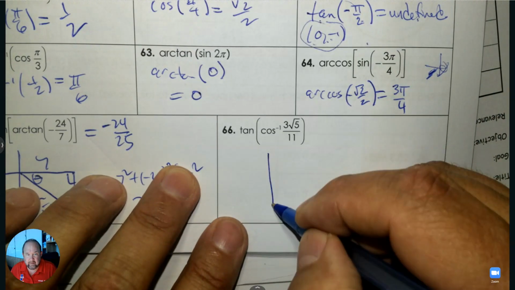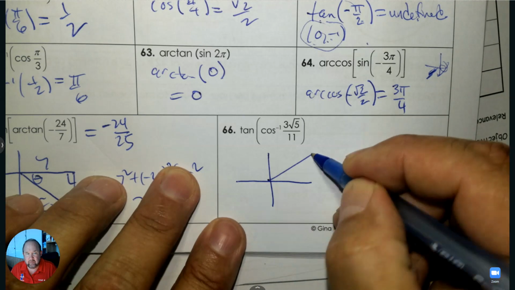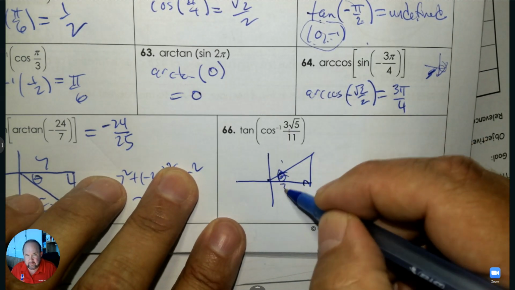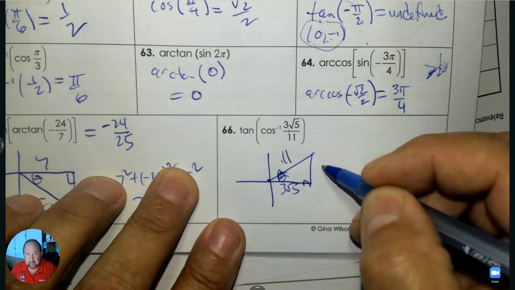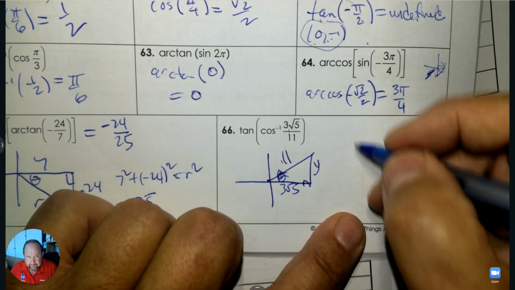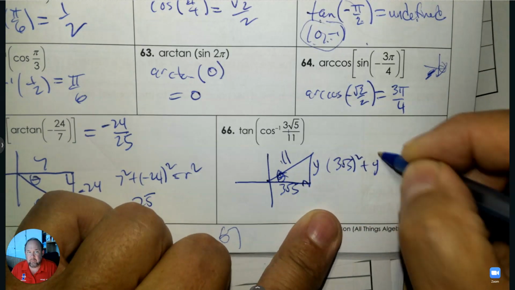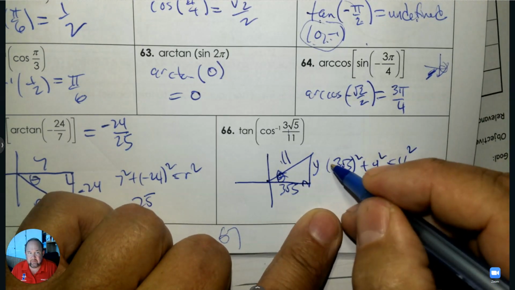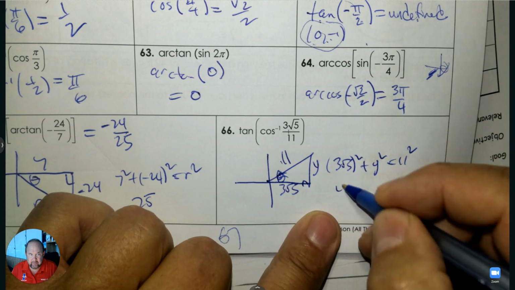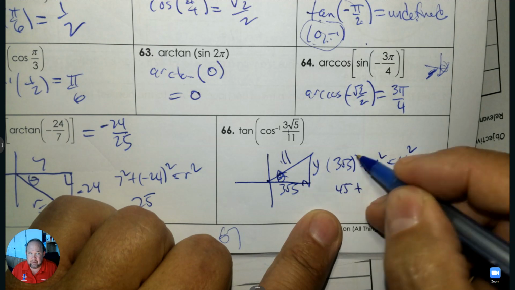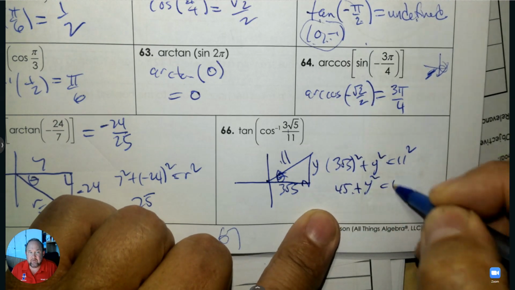So again, we're going to draw a triangle. Because it's positive, it's in quadrant number 1. Cosine is adjacent, 3√5, and then the radius, and I need to find the y coordinate. So I got 3√5 squared plus y squared equals 11 squared. So this is 9 times 5. That's where I got it. You see where I got 45? 3 squared, root 5 squared is 5. So 9 times 5. This is 121.